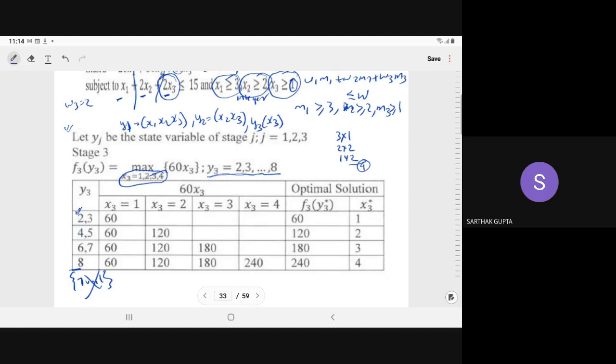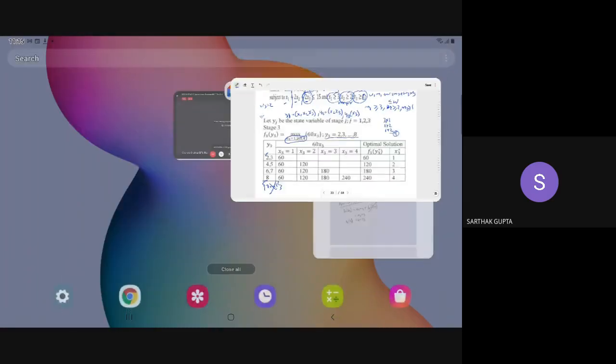This table is clear. Then only I will proceed for stage 2. Any entry you want to re-explain? Clear? Can I move? Yes, sir. Now, we talk about stage 2.